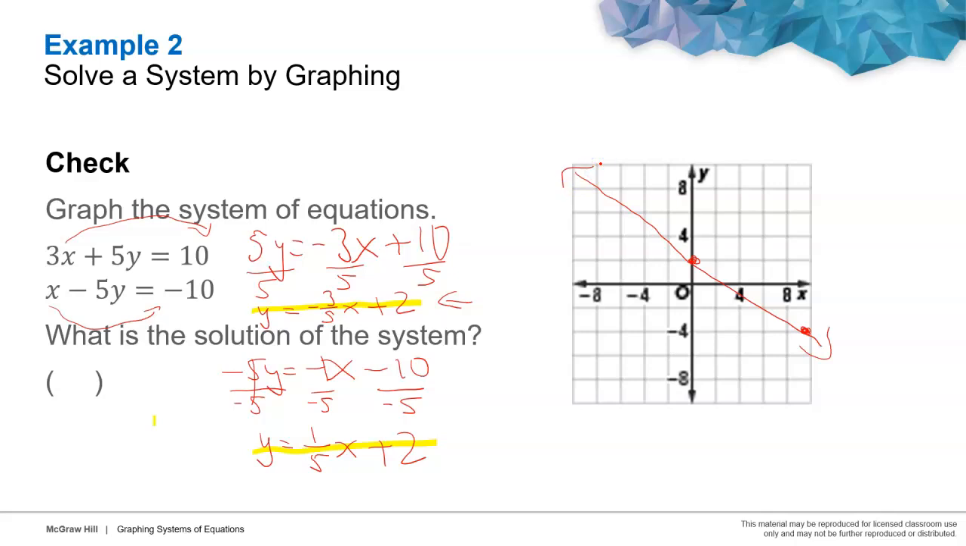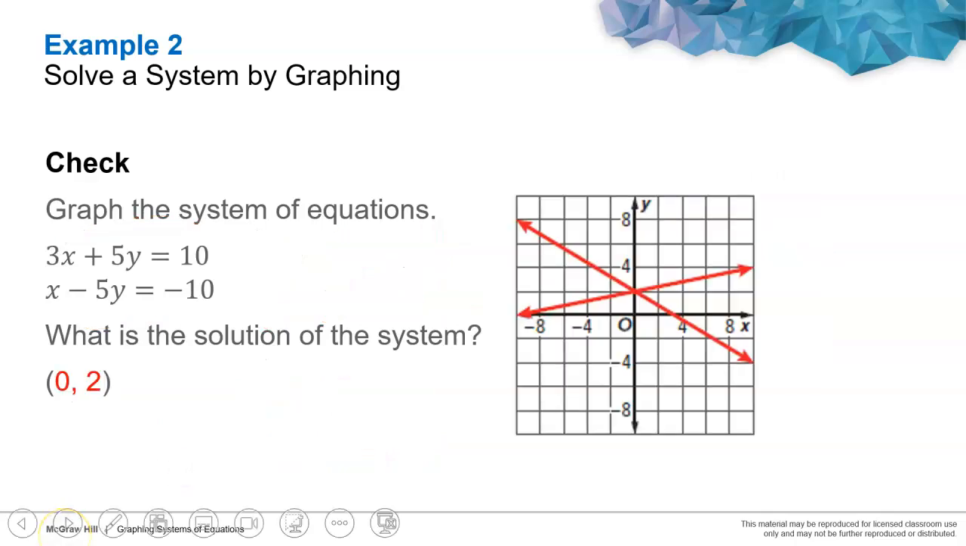All right, now I'm going to go to the second one. That one also starts at 2, and I'm going to go up 1, right 5. I draw a line through those 2 points. Well, they both have the same y-intercept, so where did they happen to cross each other? Right there. That is the solution to that system of equations. They cross each other at (0, 2). (0, 2) would be the solution to that system of equations. So we should end up with a graph that looks kind of like that. Go ahead and put that in your notebook.